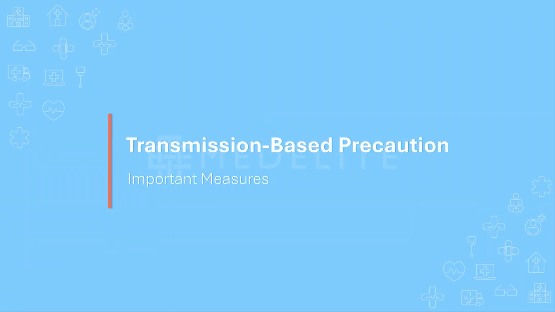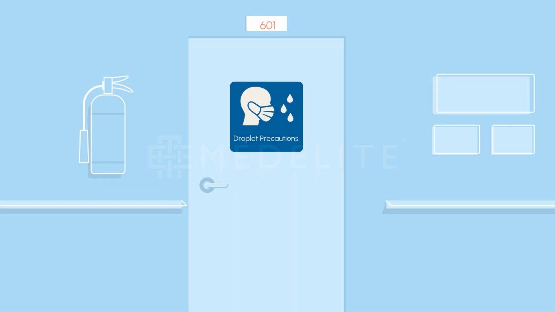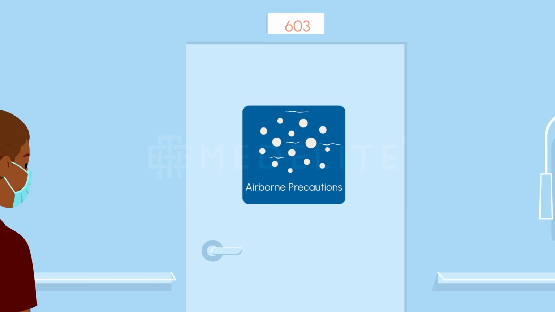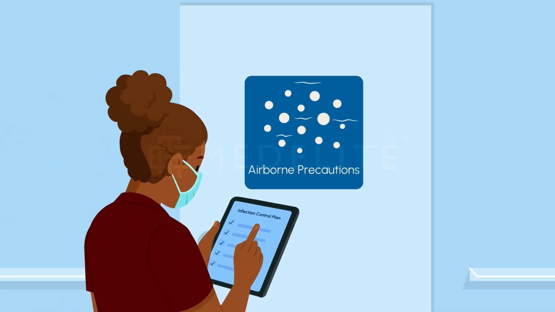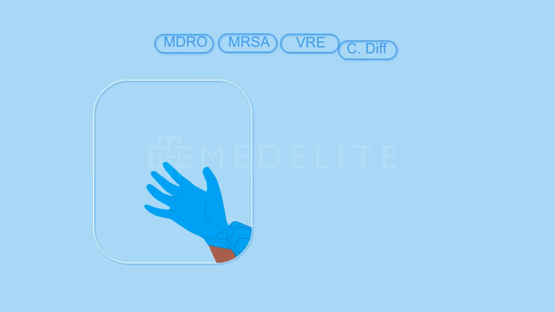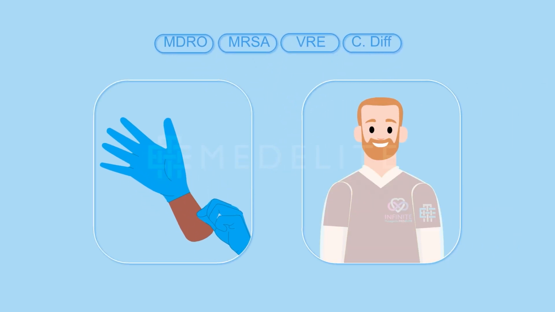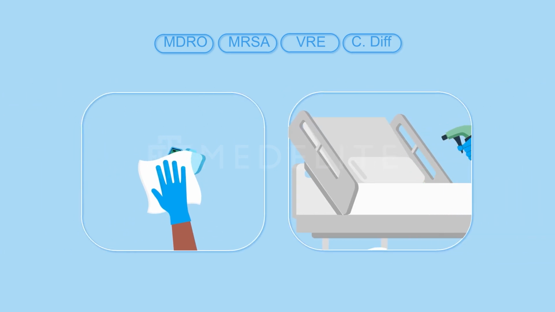Transmission-based precautions, important measures. Some patients require specific isolation precautions based on the mode of transmission of their infection. Before entering a patient room, always check signage outside their door and refer to the community's infection control plan. Contact precautions for MDROs like MRSA, VRE, and C. diff: wear gloves and a gown upon entry into the patient's room. Make sure you clean all used equipment and surfaces with EPA-approved disinfectants after use.